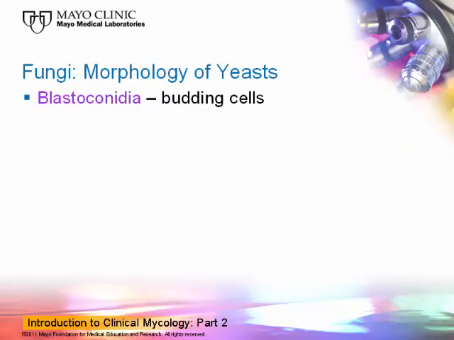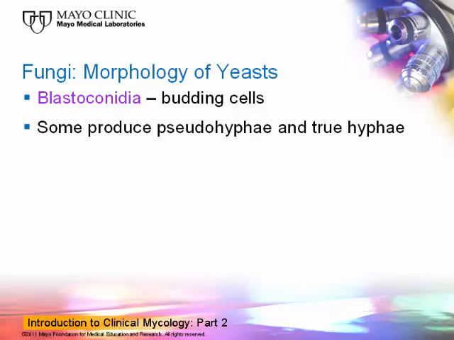We have another group of fungi that we deal with in the clinical laboratory, and these are the yeasts. The yeasts primarily are made up of budding cells called blastoconidia. Blasto means bud, and conidia means spore. Some of these yeasts produce pseudohyphae and true hyphae. We know true hyphae are these filaments that look like garden hoses.